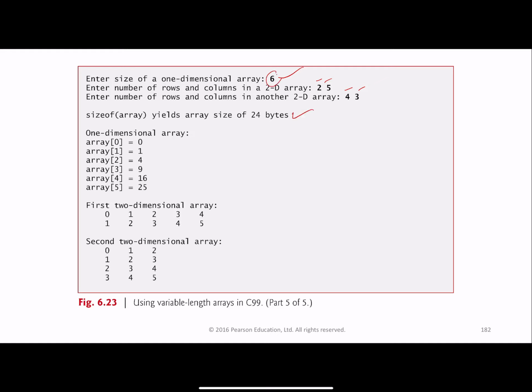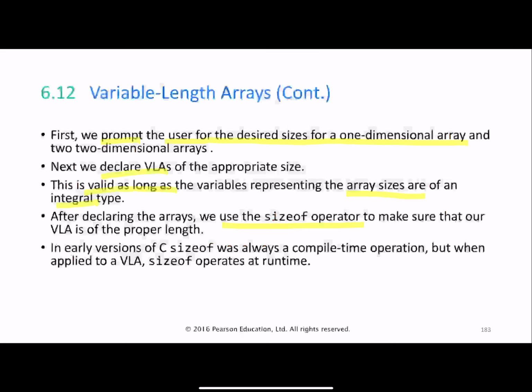The size of the first 1D array will be 24, 4 times 6. And the values in it will be set to 0, 1, 4, 9, 16, 25: the square of 0, square of 1, square of 2, square of 3, square of 4, square of 5. The values for the first 2D array will be something like this, and here are the values for the second 2D array. As you can see, the only thing that's different is that when the arrays are defined, the sizes of the dimensions of those arrays can be variables. That's really the only change.